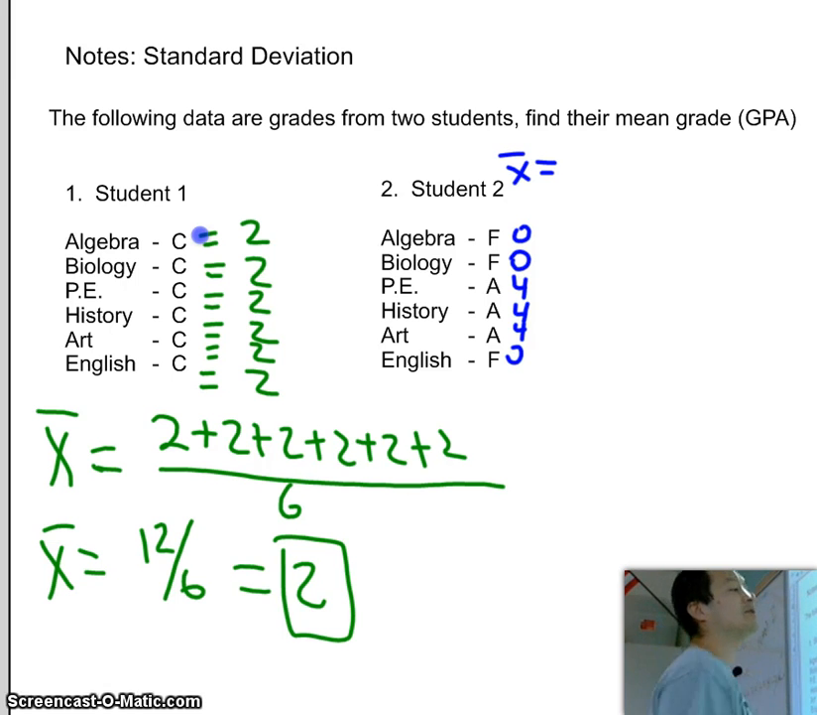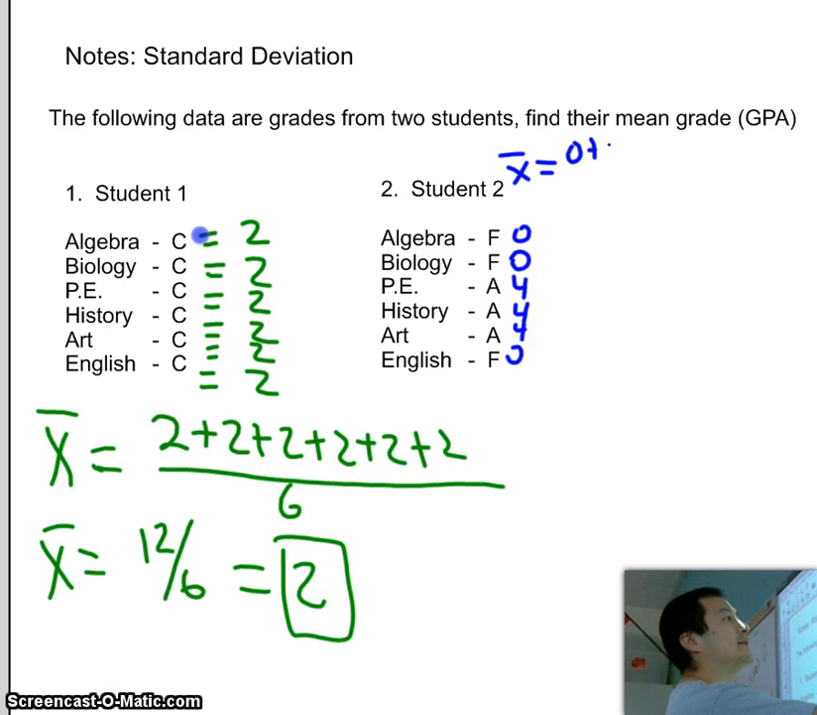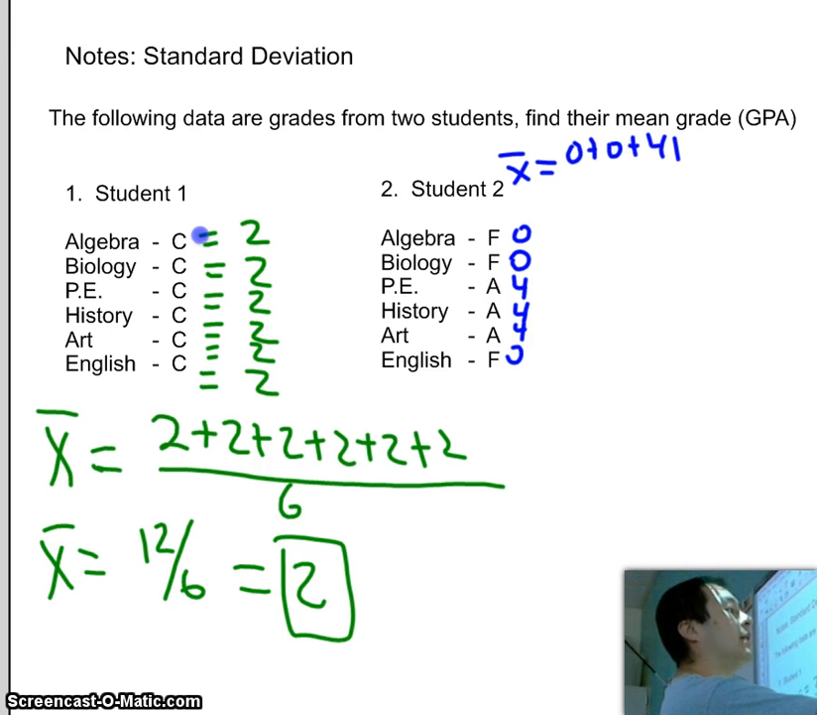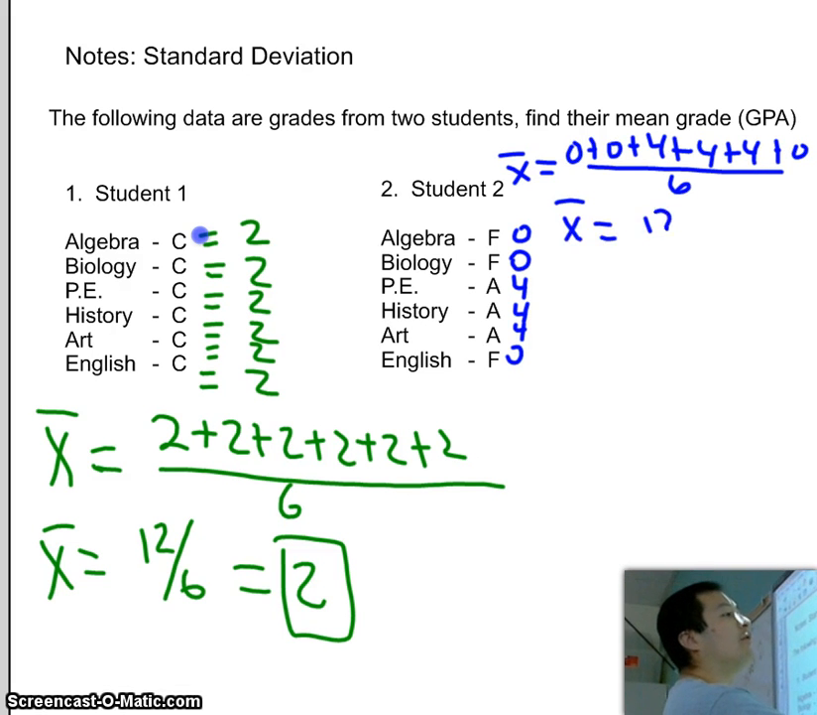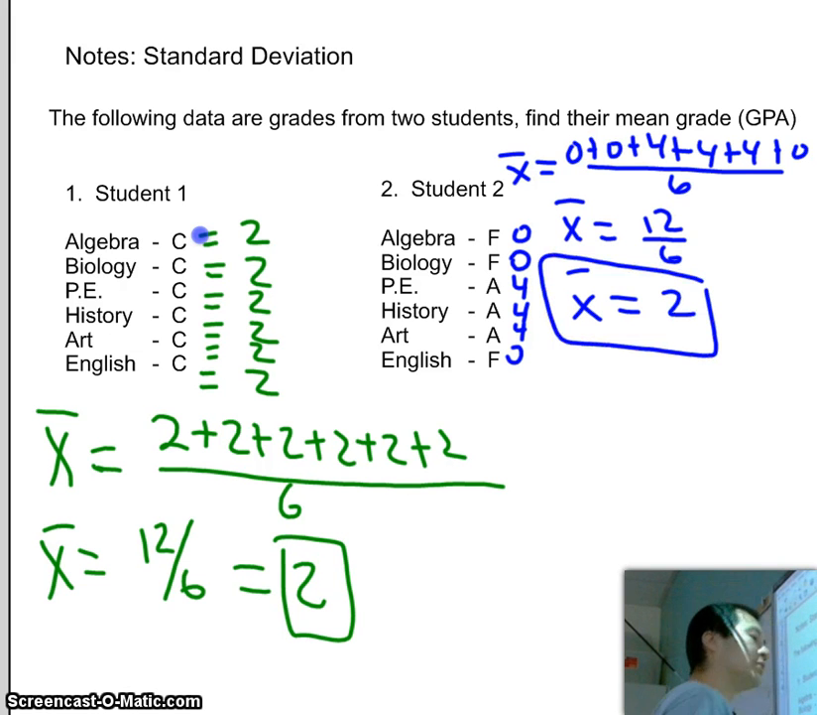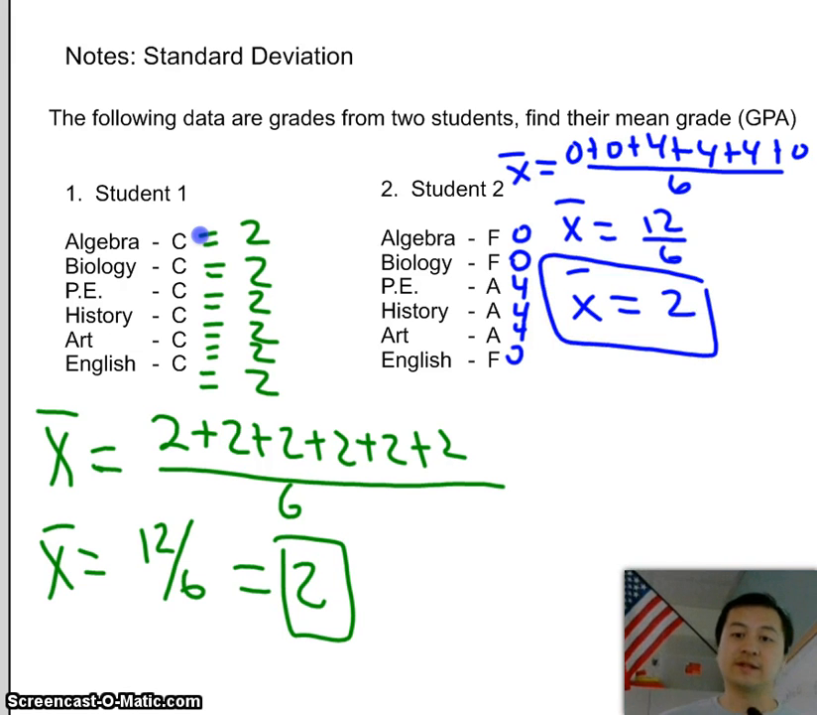Add up all the numbers, divide by the number of numbers. So 0 plus 0 plus 4 plus 4 plus 4 plus 0, divided by the number of numbers, which is 6. That makes 12 over 6. That makes his mean average 2. So their GPAs are the same. That's kind of weird, isn't it?